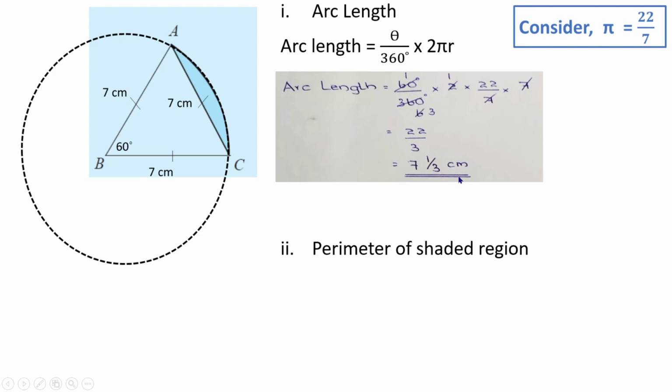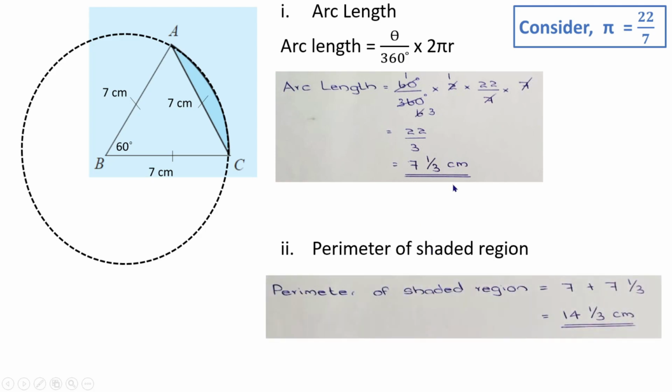Then you have to find the perimeter of the shaded region. The shaded region is this region. So the perimeter of this is the length of the AC straight line and the length of the AC arc. We already found the length of the AC arc in the first part, and we know that the length of the straight line AC is 7 centimeters. So the perimeter of the shaded region is 7 plus 7 1/3 centimeters, which is 14 1/3 centimeters.